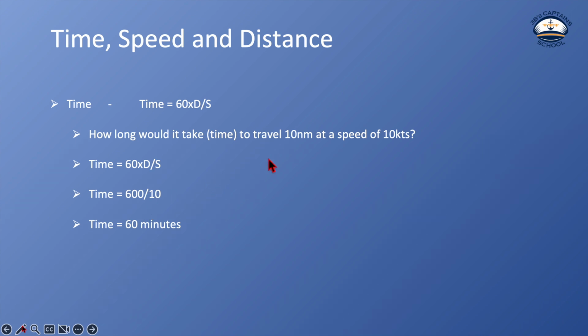In this one, you can figure out in your head pretty quickly because remember, a knot is a nautical mile per hour. So if I tell you I'm going 10 knots, I tell you I'm going 10 nautical miles per hour. So how long will it take me to go 10 nautical miles at a speed of 10 knots? 1 hour, or 60 minutes.